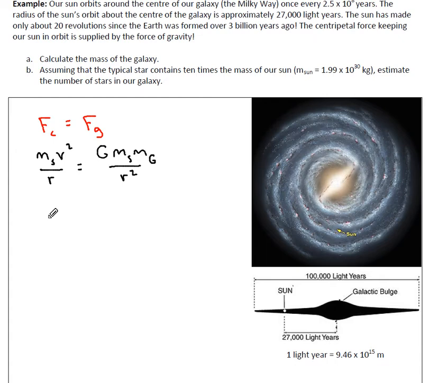If we rearrange for velocity, we get v squared is equal to G M of the galaxy, the mass of our solar system is cancelled out, divided by r. But we don't want v, we want to solve for the mass of the galaxy, and it's easier if we replace v with the other equation for velocity. v is equal to 2 pi r over T.